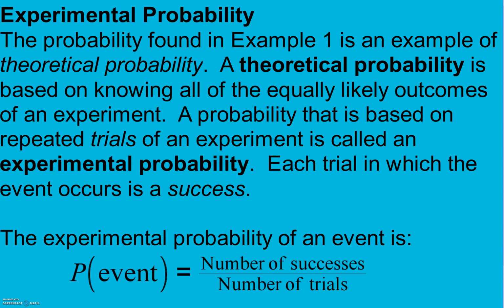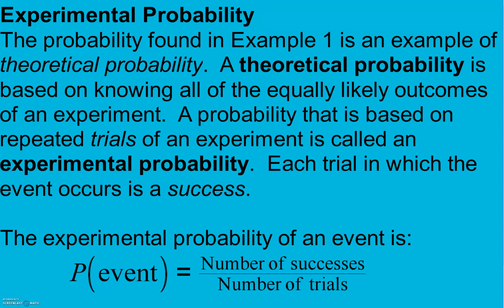Experimental probability. The probability we found in example 1 is an example of theoretical probability. A theoretical probability is based on knowing all of the equally likely outcomes of an experiment. It's based on theory. Theoretically, what would happen if we roll a die 6 times is we'd get a 1 once, a 2 once, a 3 once, a 4 once, a 5 once, and a 6 once. But we know that in practice, that doesn't necessarily happen. A probability that is based on repeated trials of an experiment is called experimental probability. And this is what actually happens.